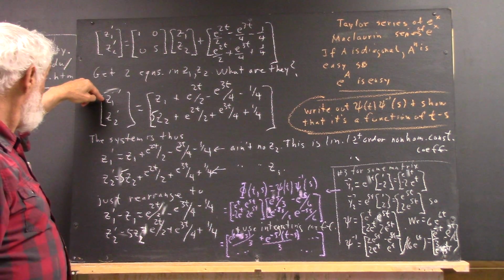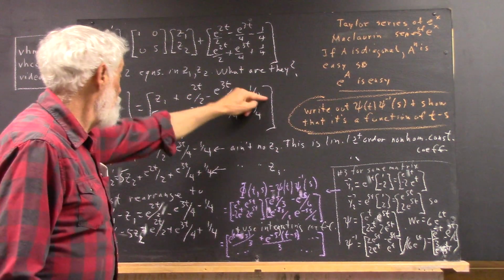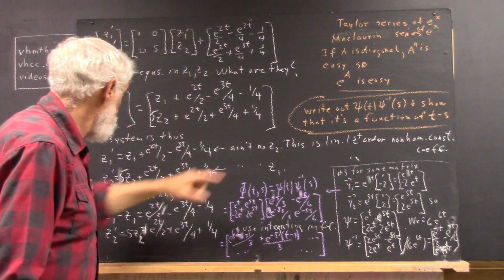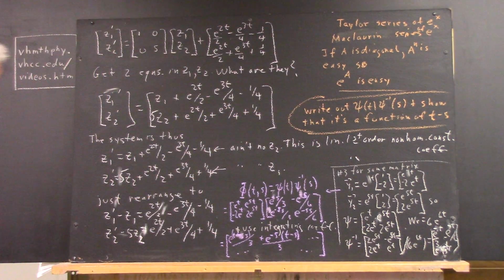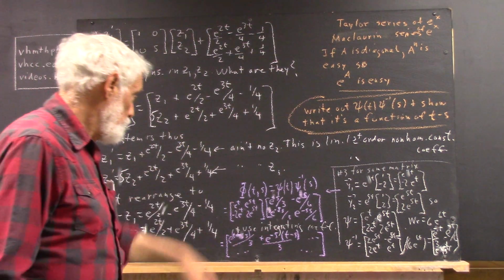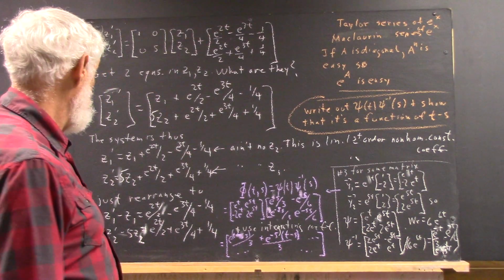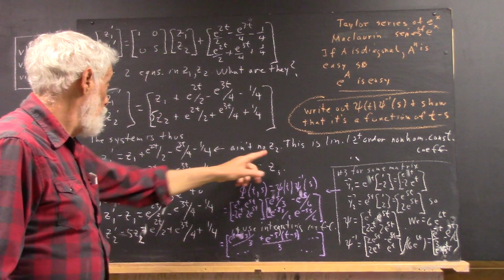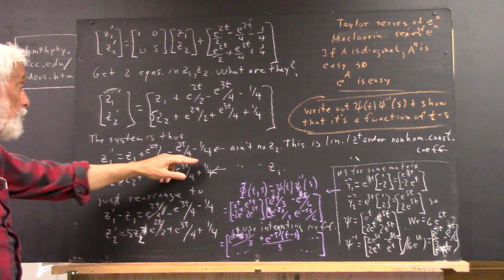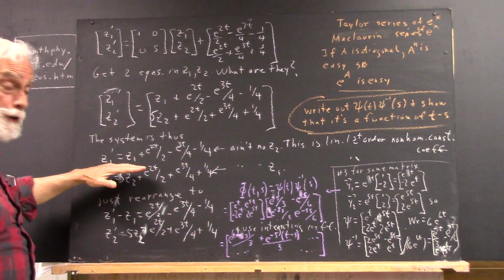Z1 prime, then, is equal to this. So we get this equation. And Z2 prime is equal to this. We get this equation. Okay? Now, what is so wonderful about this is, as I say, again, reverting to formal mathematics language, ain't no Z2 in this one. In other words, this is an equation, a differential equation, just in Z1.